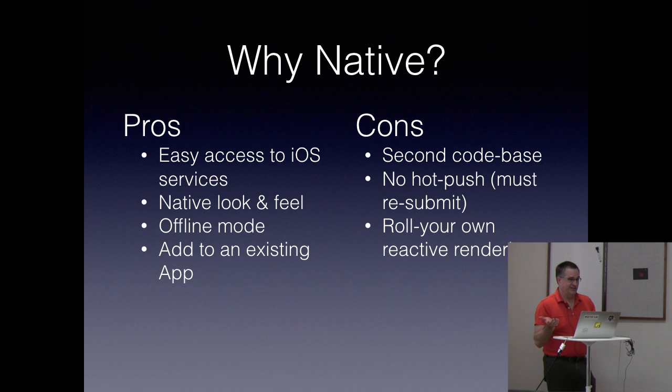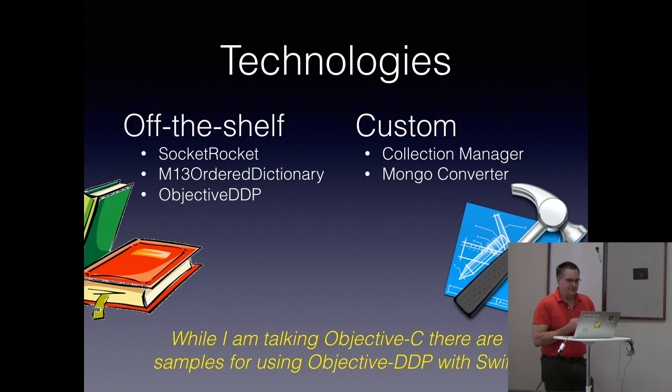Actually, there are pretty big cons as well as pros. Okay, so I'm going to talk about really 3 pieces here. I'm going to skim 2 of them. The off-the-shelf stuff is Socket Rocket, M13 Ordered Dictionary, and ObjectiveDDP. ObjectiveDDP relies on those first 2. The ordered dictionary is so you can get essentially JSON objects in order and not have them get mangled in terms of the order they're in, which DDP really likes. And Socket Rocket is the underlying socket connection that ObjectiveDDP uses to run the DDP link.